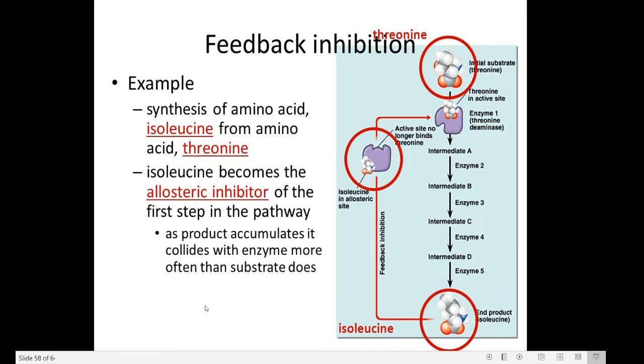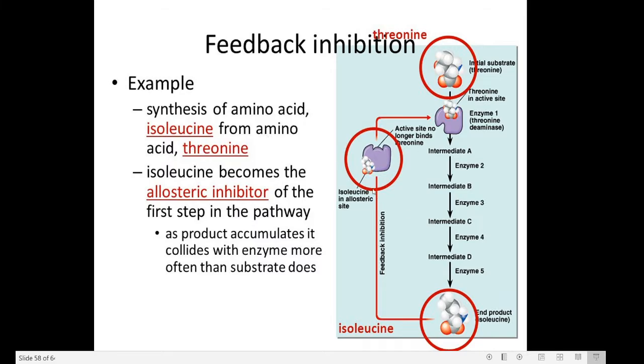Likewise, here we have feedback inhibition. In feedback inhibition, one particular pathway is producing a compound, and if that compound enters and binds at the active site, production is stopped. Synthesis of the amino acid isoleucine is from the amino acid threonine.